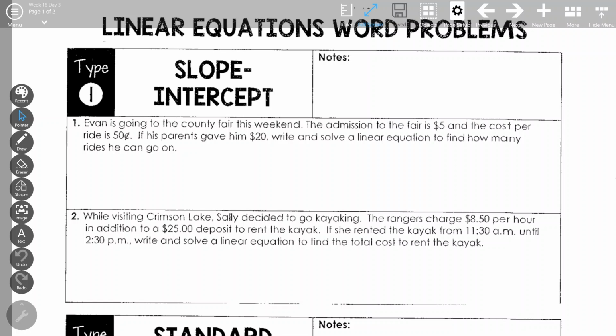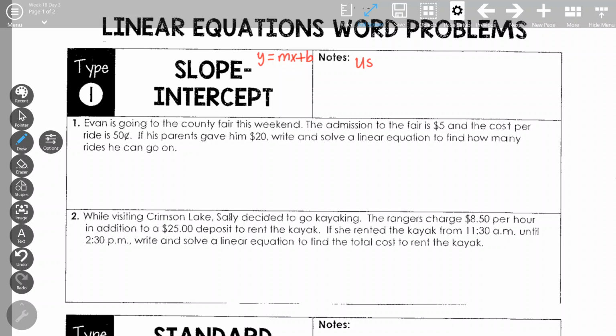Now, when we look at slope-intercept form, this is type number 1. There are a few notes that we need to write. We're going to use the slope-intercept formula. You remember that is y equals mx plus b. So y equals mx plus b. That's our formula. We're going to use that when given a rate of change and a starting point.